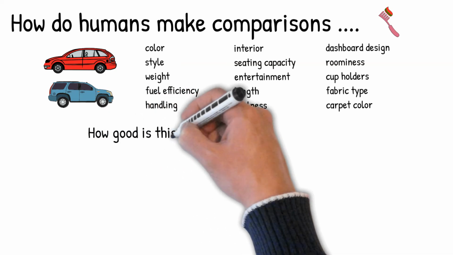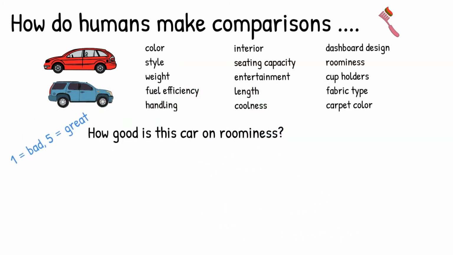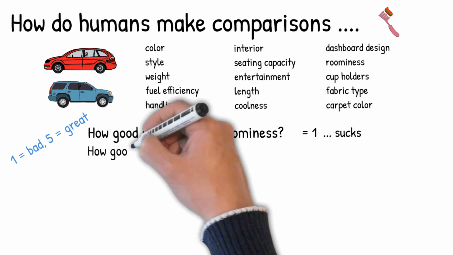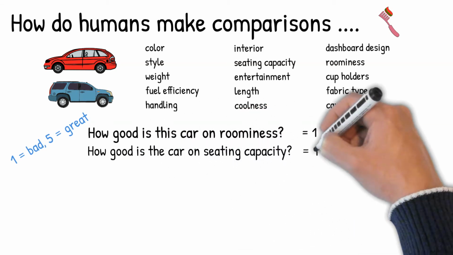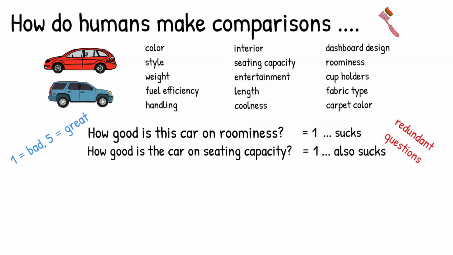Suppose we ask them a question. How good is this car on roominess? 1 is bad, 5 is great. And for a particular car, they'll say 1, this car sucks. And then you ask them a second question. How good is this car on seating capacity? And they might also say, 1, it's bad. The answers to those questions are highly correlated with each other.